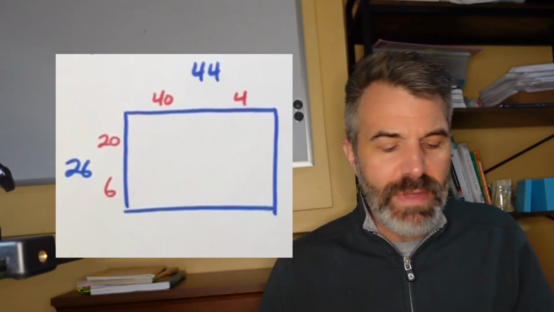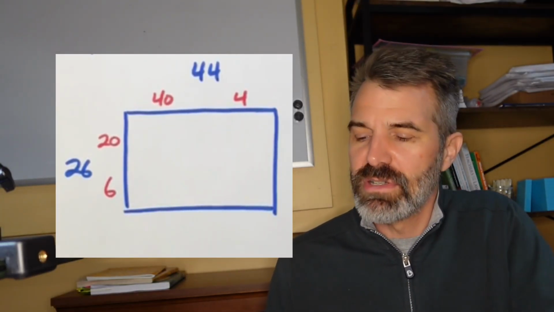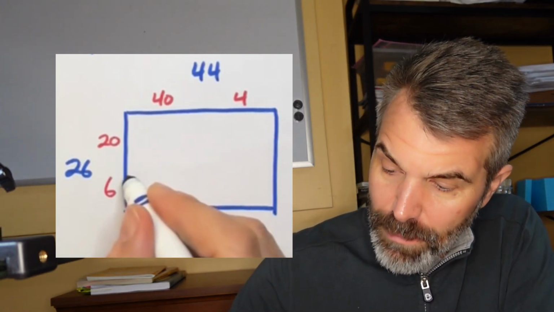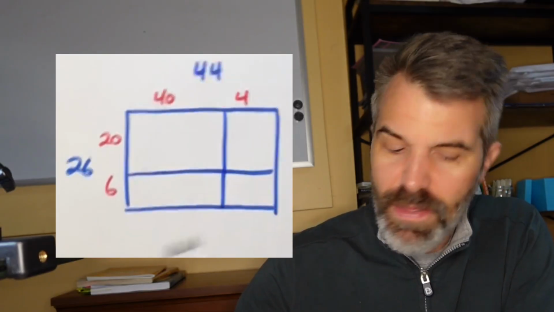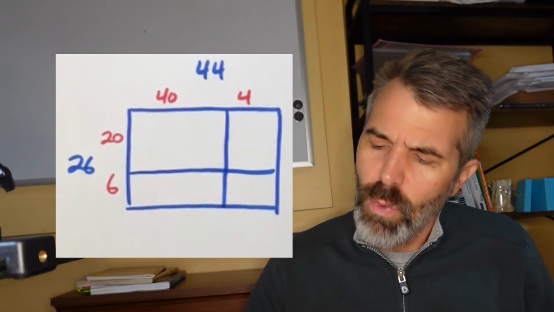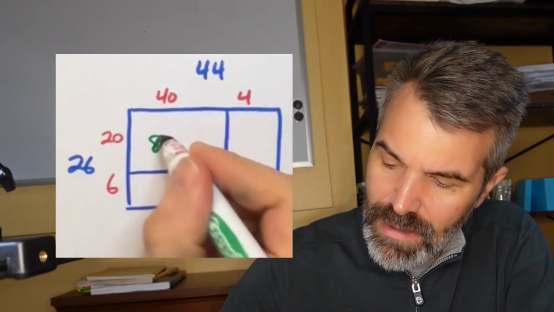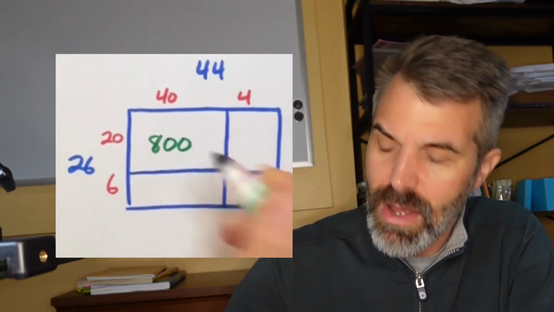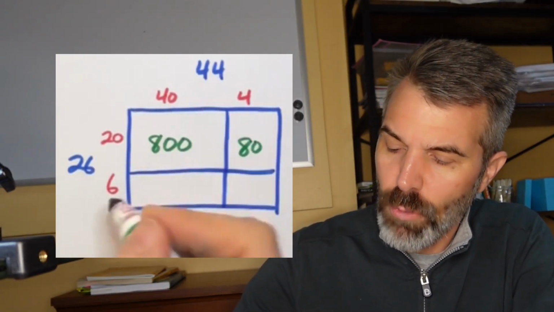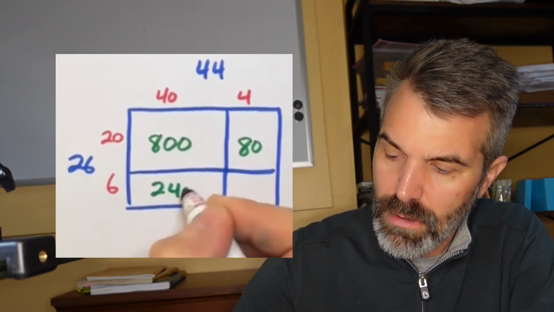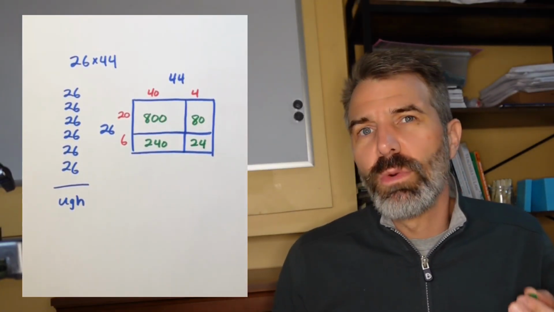Now, the reason we would do that is to help us break this up into easier numbers that I'm actually familiar with. So what is 20 times 40? Well, I know 2 times 4 is 8, so 20 times 40 is 800. What's 20 times 4? Well, that's 80. What's 40 times 6? Well, that's 240. And what's 6 times 4? That's 24.